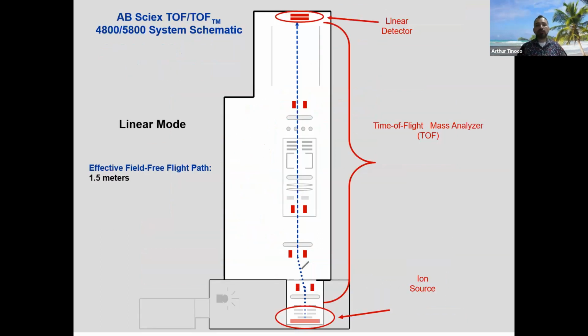All right, so let's talk about the linear mode. The linear mode is what you use if you're working with big molecules. Remember, big molecules, anything greater than 10 kilodaltons. So essentially, your sample, which will get ionized at the source, will travel through the time of flight, and then get directed to a detector that's at the very top of the instrument. That detector is the linear detector. In terms of the flight path, that is an effective path of 1.5 meters.